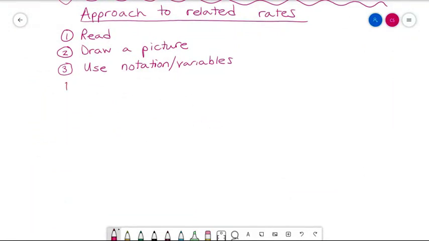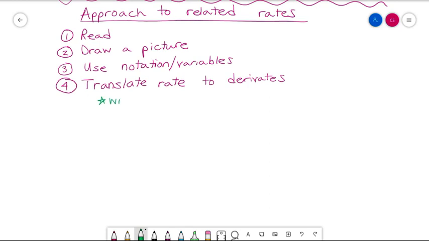Okay, sorry about that. All right, and then step 4, once we have all of our variables, let's translate any speed that's given or any rates that are given to derivatives. Okay, so we're going to translate the rate to derivatives. And what I like to do at this point, I like to write out what's given. That's like drawing a picture. But then I always like to write out what we're trying to find. So like dv dt when the radius was 40.